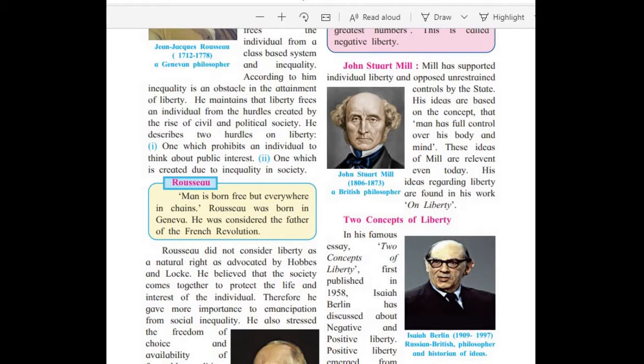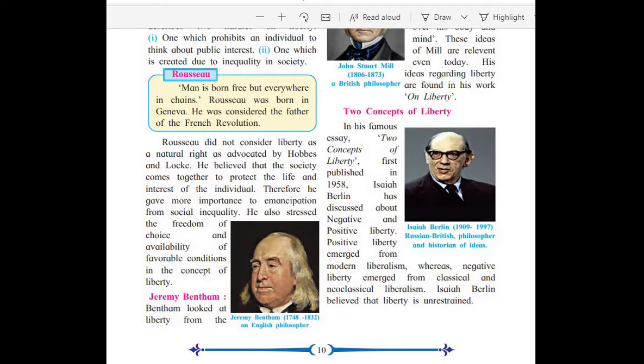He describes two hurdles to liberty. One prohibits an individual from thinking about public interest. Second, one which is created due to inequality in society. Rousseau did not consider liberty a natural right, as advocated by Hobbes and Locke. He believed that society comes together to protect the life and interests of an individual. Therefore, he gave more importance to emancipation from social inequality. He stressed the freedom of choice and the availability of favorable conditions in the concept of liberty.